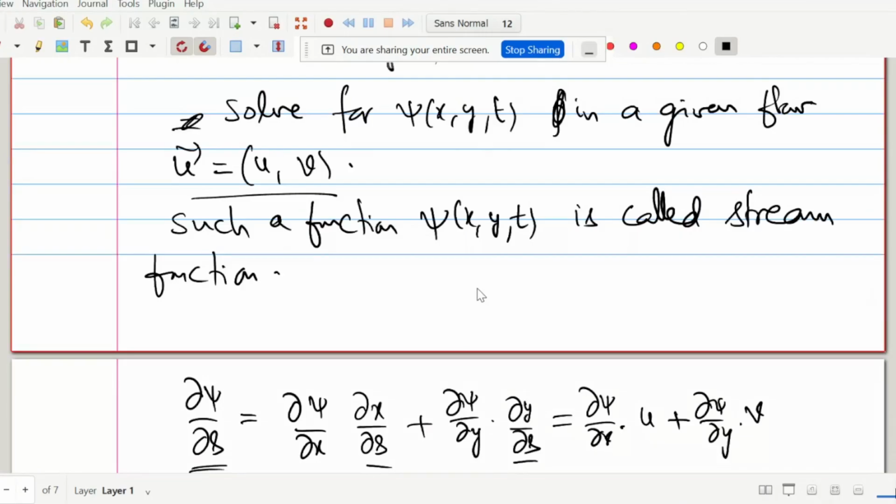Okay, you have to understand this in the fluid mechanics sense. Any questions up to here?